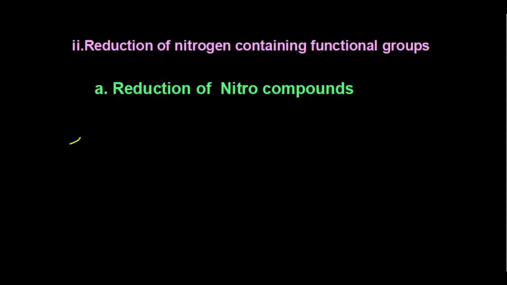For example, if we have nitrobenzene, like we have nitrobenzene. Nitrobenzene क्या होता है students? When nitro group is attached with the benzene, then the molecule is known as nitrobenzene. If we do the reduction of nitrobenzene, now what conditions are required for the reduction of nitrobenzene? क्या conditions हमें चाहिए यहाँ पे?